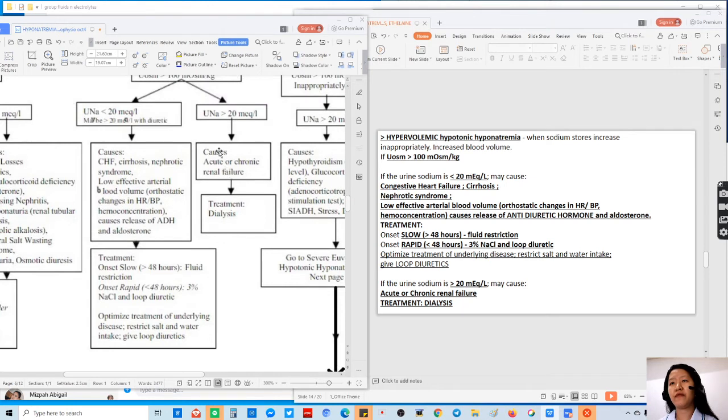And then if the urine sodium level is greater than 20 milliequivalents per liter, the causes may be due to acute or chronic renal failure. So the treatment for this is dialysis.